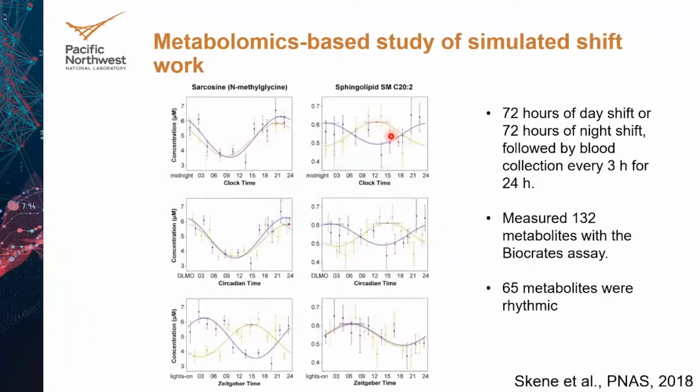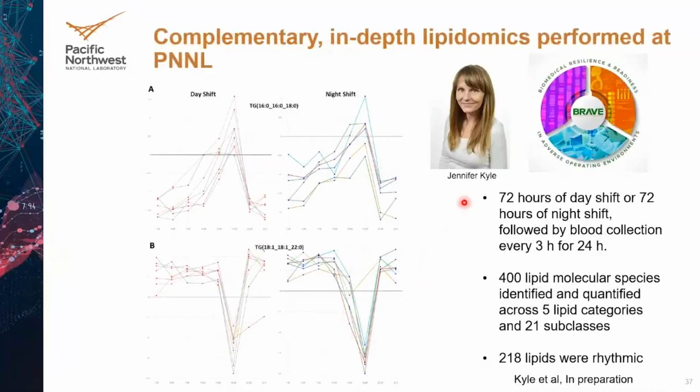And Hans had already published some metabolomics data looking at these samples with a collaborator in Australia, and they used the Biocrates kit. You can see how many metabolites they detected, how many of those were rhythmic. You can see the patterns here. So definitely there's circadian rhythm with small molecule abundances in individuals, and that can be disrupted when they go on an altered sleep schedule. We did a complementary lipidomics analysis.